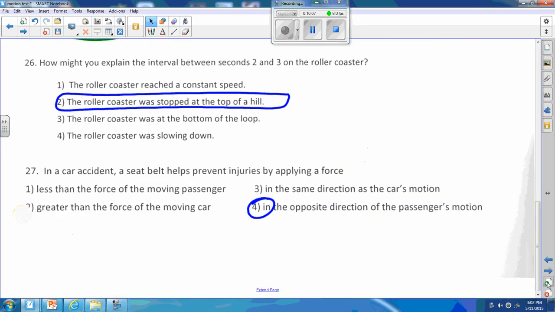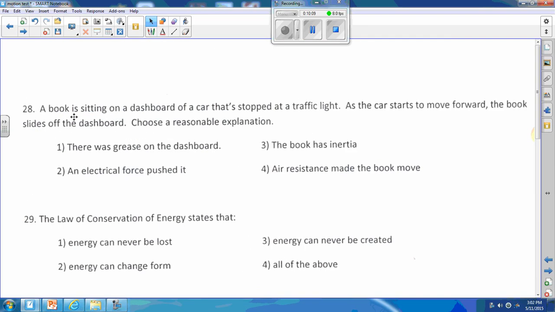All right, let's go to the next question, 28. A book is sitting on a dashboard of a car that stops at a traffic light. As the car starts to move forward, the book slides off the dashboard. The reasonable explanation is the book is still. The book wants to stay still. The car moves forward. The car wants to go forward. The book slides back because it has inertia. The law of conservation of energy states that energy cannot be created nor destroyed. It just changes form. This is all of these.